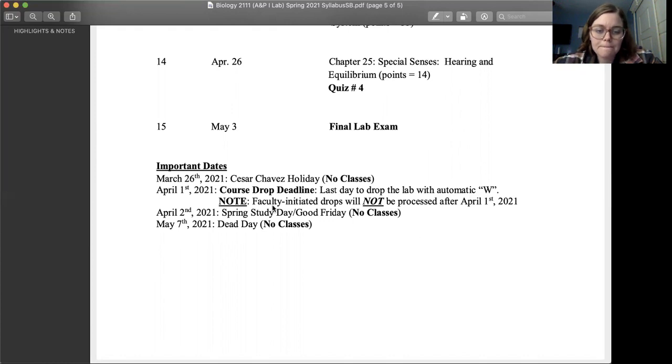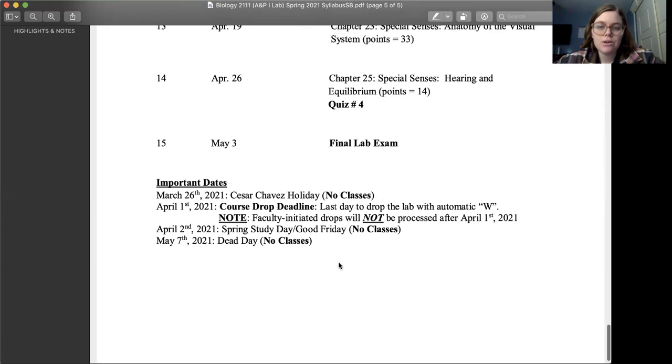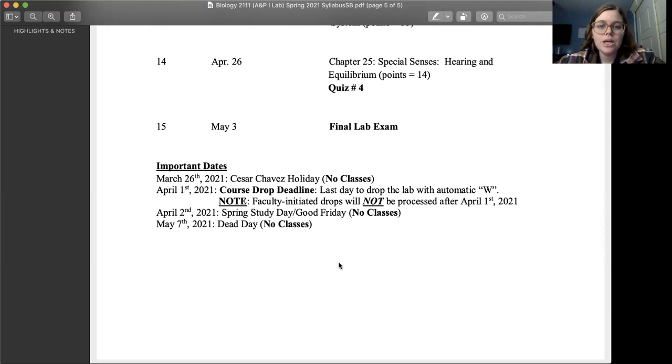Again, note that faculty initiated drops will not be processed, so I can't drop you from the course. On the 2nd, there's a study day or Good Friday, so there's no class. And on the 7th of May, there's no class as well. Again, these are online classes, but just to know, in case you're planning to go to the library or something like that, the university is probably closed on those days.